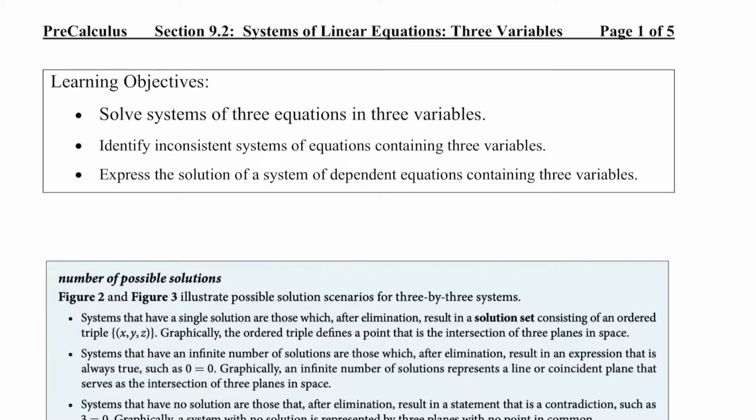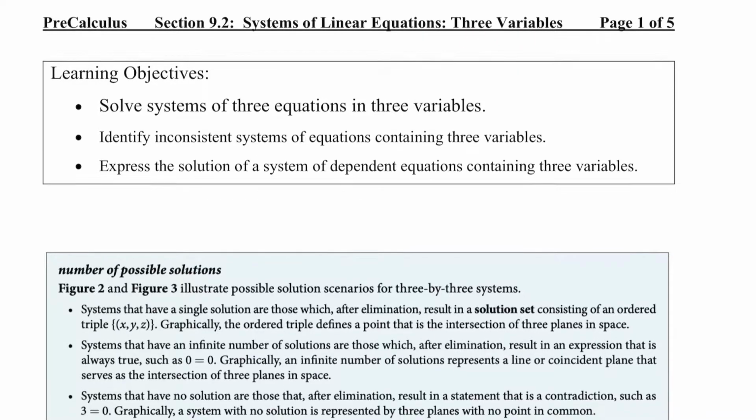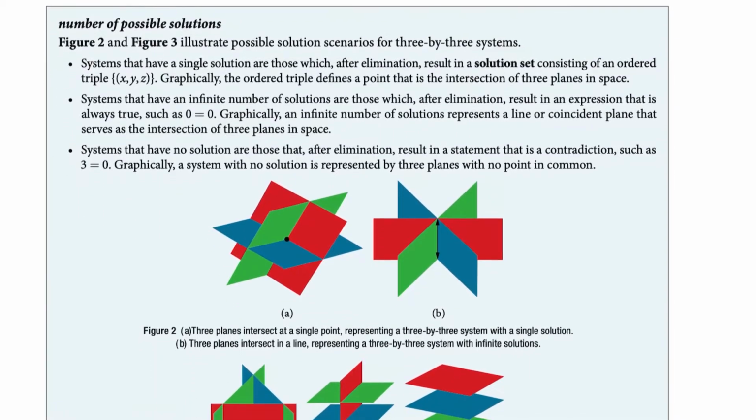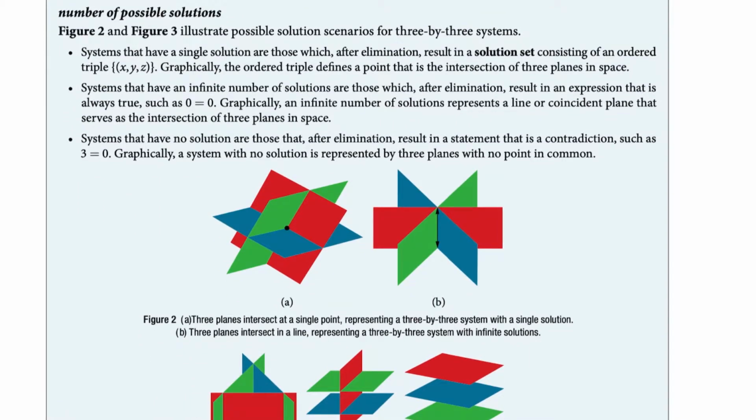Section 9.2 Systems of linear equations in three variables. When we're solving systems of linear equations in three variables, there are three different types of solutions. The first type is when you have a single solution, and that is in the format of an ordered triple (x, y, z).